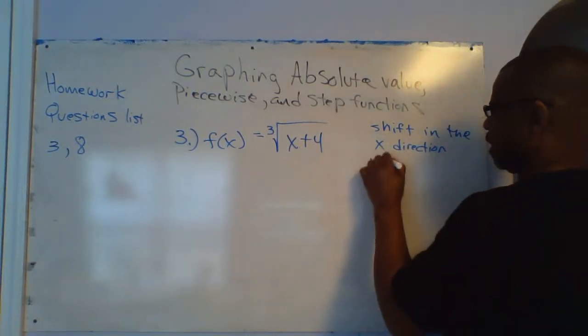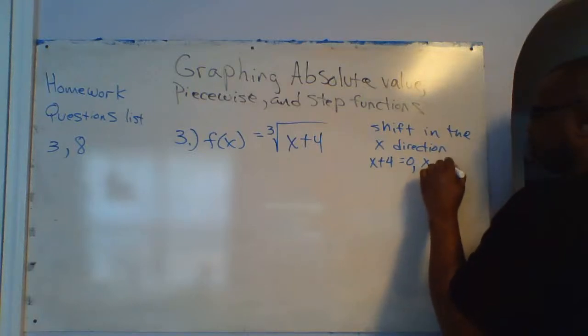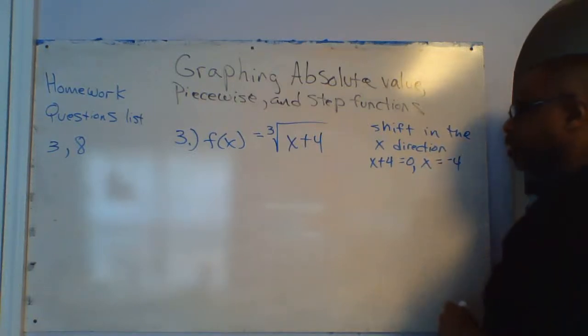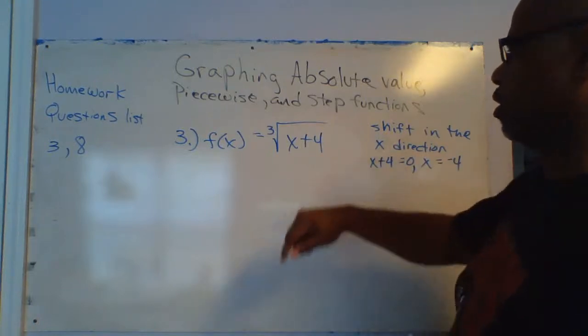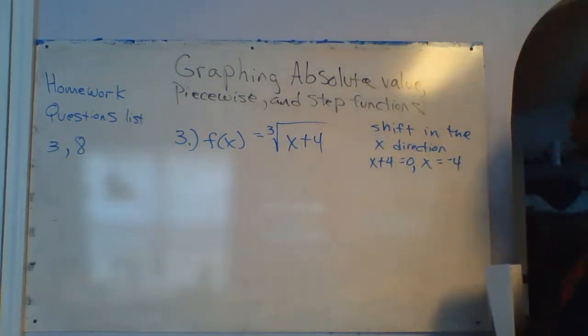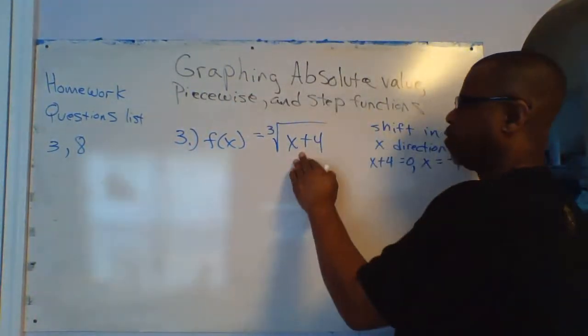So you're just going to set x plus 4 equals 0. Therefore, x is equal to -4. So you would do this as if you're doing a parent function, but you're just going to shift it 4 spaces to the left. Now, you want to use whole numbers.